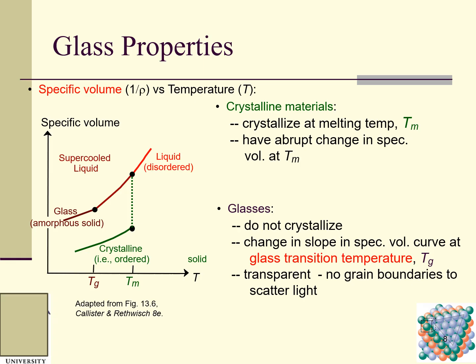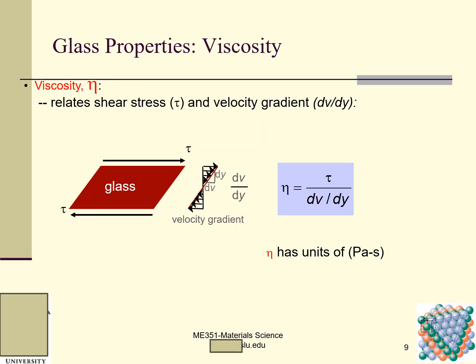Crystalline materials crystallize at the melting temperature Tm and have an abrupt change in specific volume at Tm. You can see the crystalline is ordered, and here is the glass, disordered. Are there any questions regarding this slide? No questions, so we move on to viscosity.